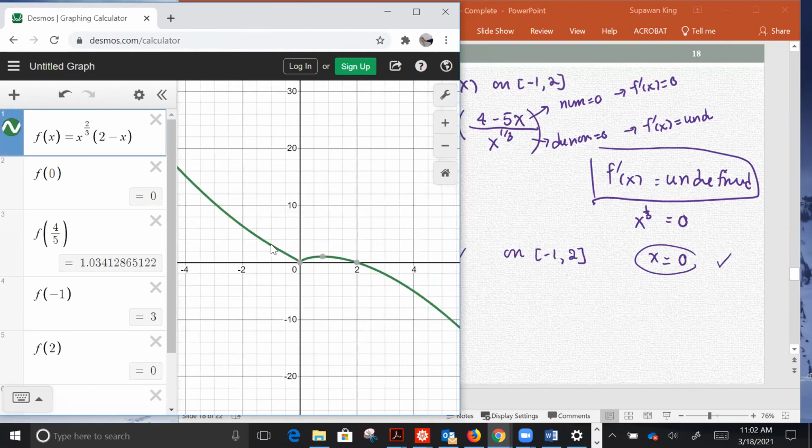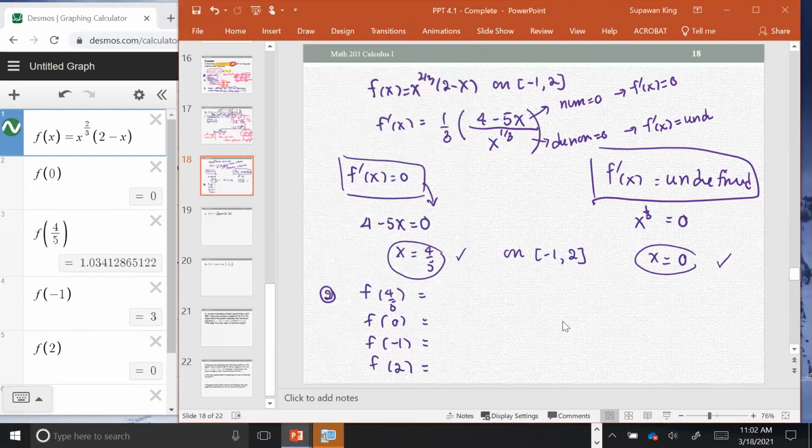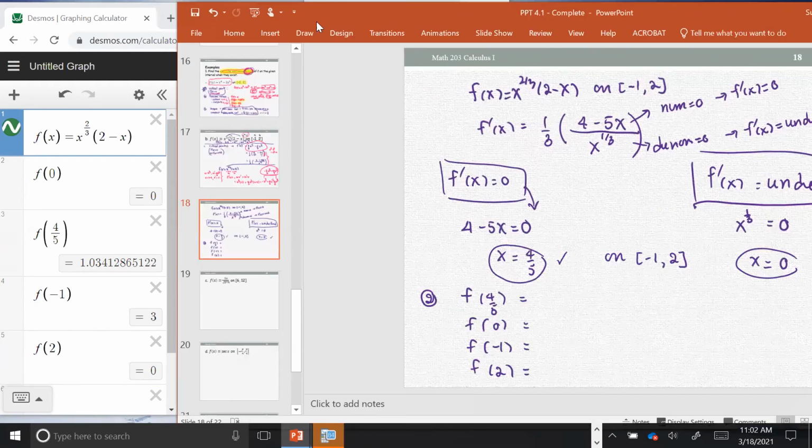So it's very convenient when you have Desmos available. Put in the values here. We have 1.034 for the first critical value. For the second critical value, the function value is 0. The left end function value is 3. The right end function value is 0. The second part is done.